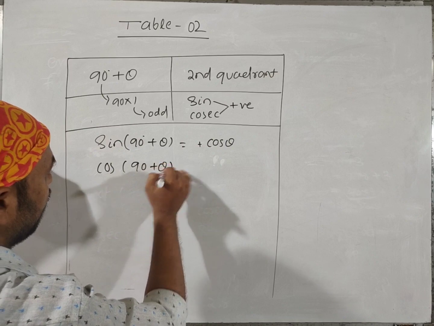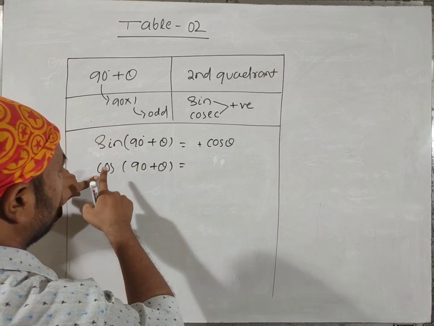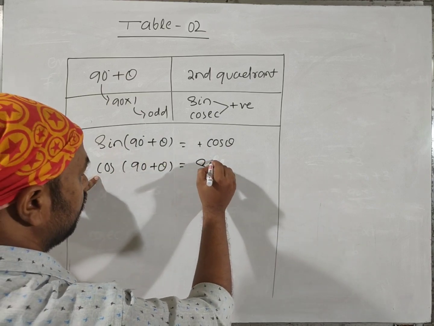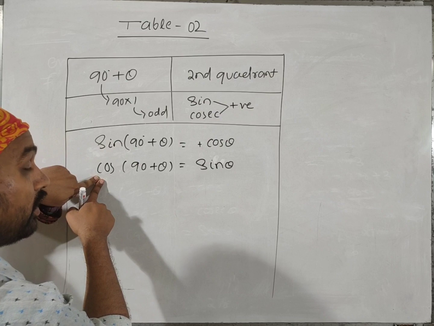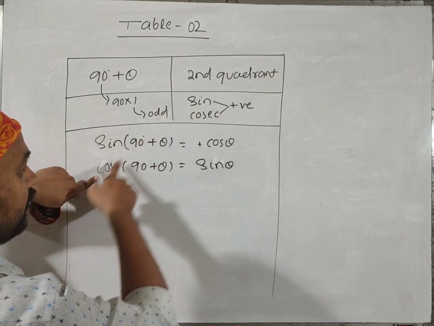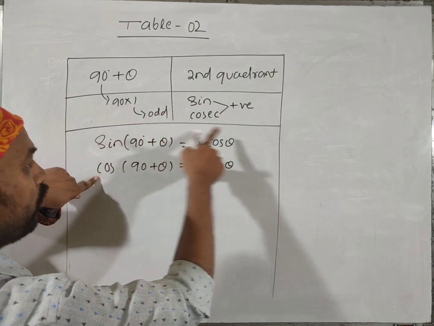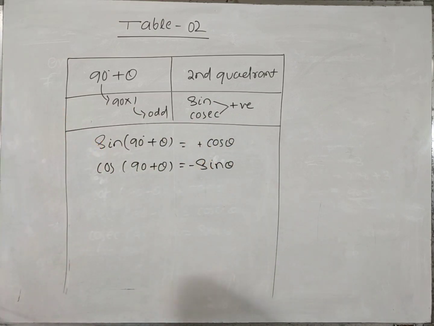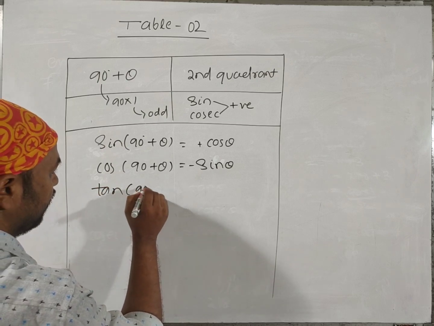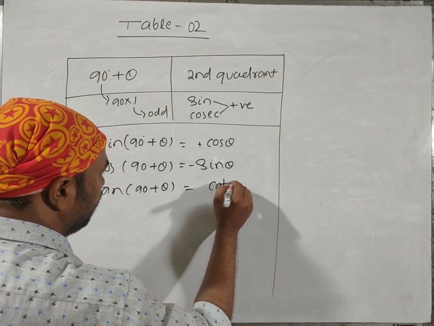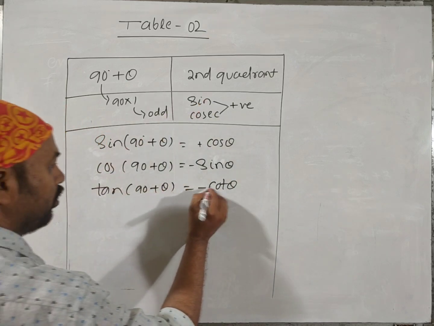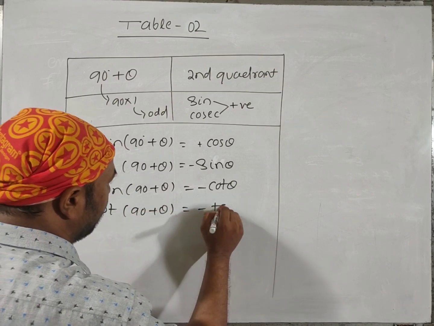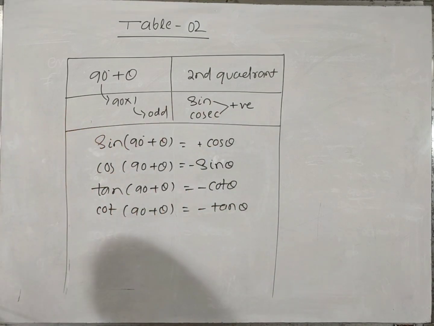Cos 90 degree plus theta will change, as it is an odd multiple of 90 degree, so cos will be changed to sine, so it is sine theta. But you have to find out whether there is cos or not. There is no cosine function, only sine function will be positive and cosec function will be positive, so cos function is negative. Then tan 90 degree plus theta, tan will be changed to cot theta, and there is no tan, so it will be minus. Then cot 90 degree plus theta, it will be minus tan theta as per this procedure.